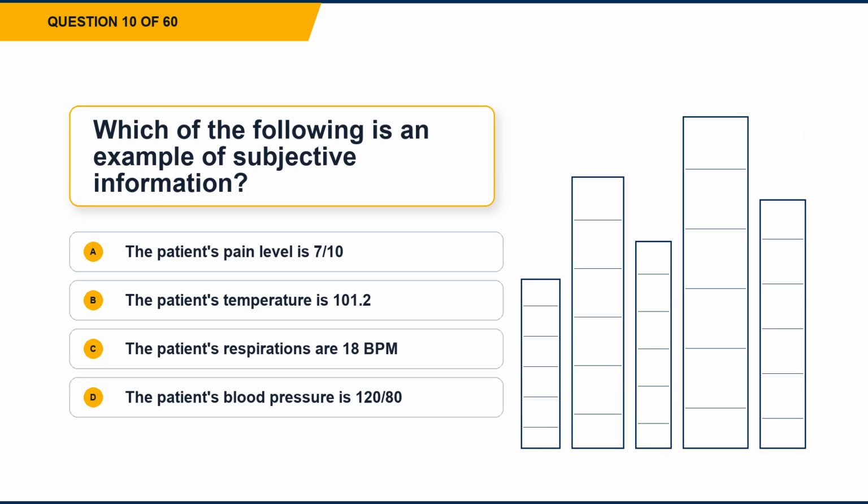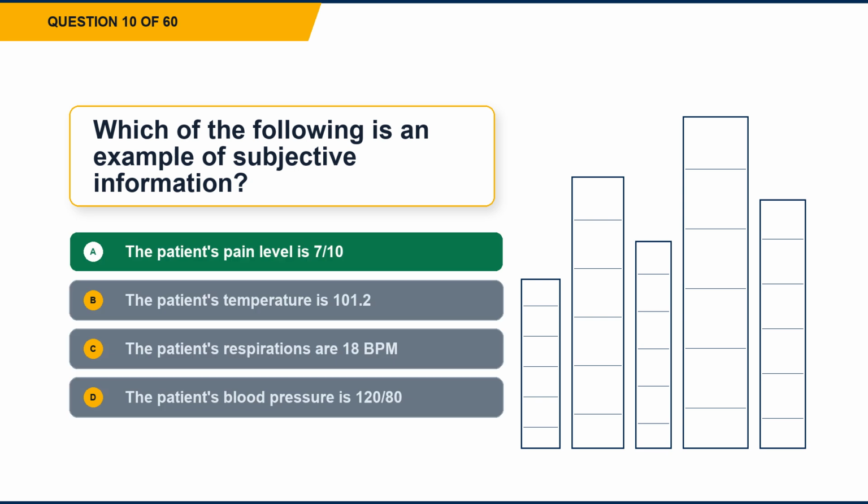Question 10. Which of the following is an example of subjective information? Option A, the patient's pain level is 7/10. Option B, the patient's temperature is 101.2. Option C, the patient's respirations are 18 beats per minute. Option D, the patient's blood pressure is 120/80. The correct answer is option A, the patient's pain level is 7/10.